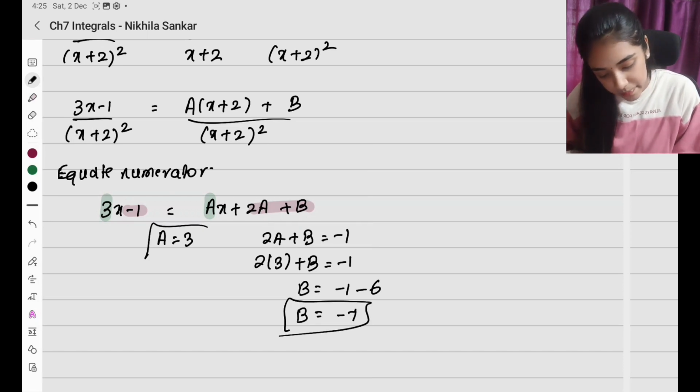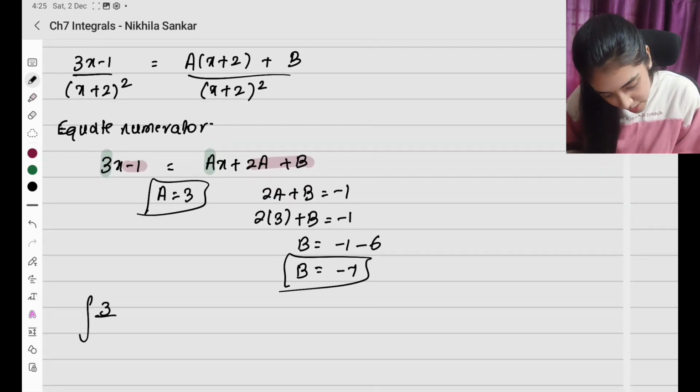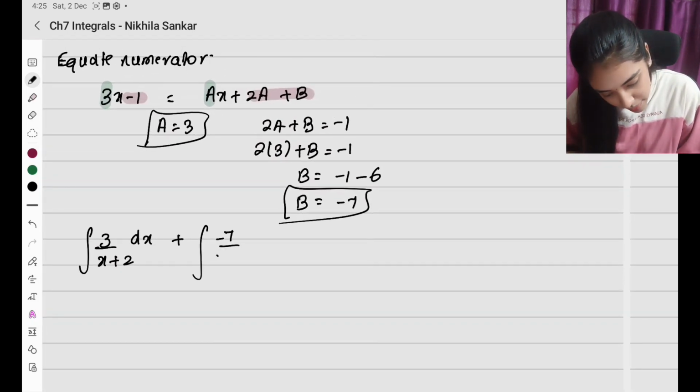When I substitute it in the integral, I have a by (x plus 2), so a by (x plus 2) times dx, plus b by (x plus 2) the whole square, so b by (x plus 2) the whole square times dx.